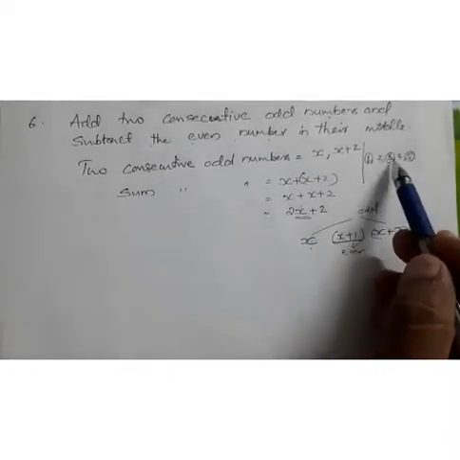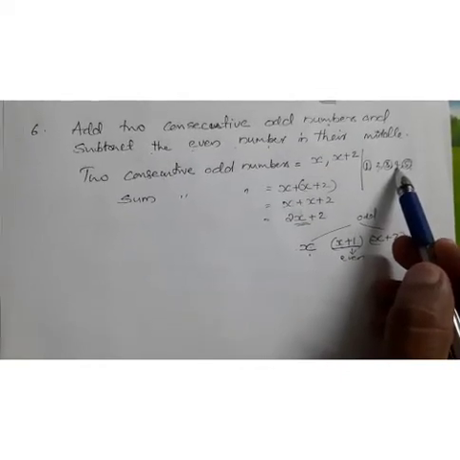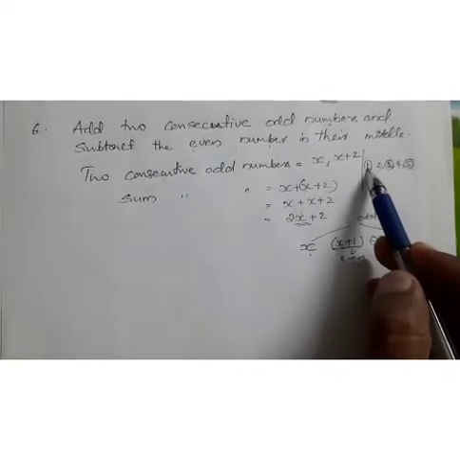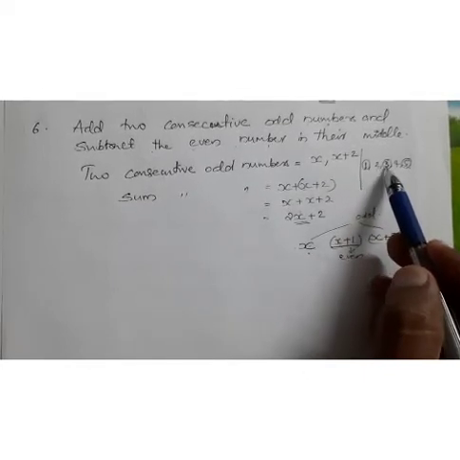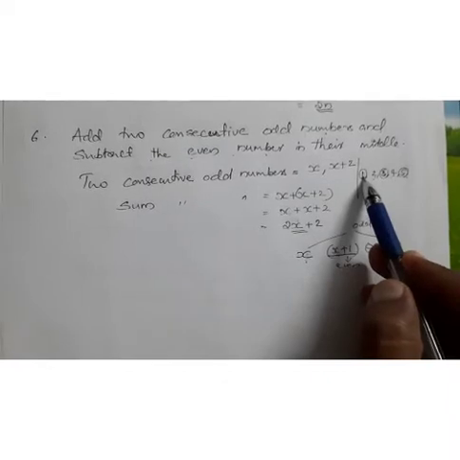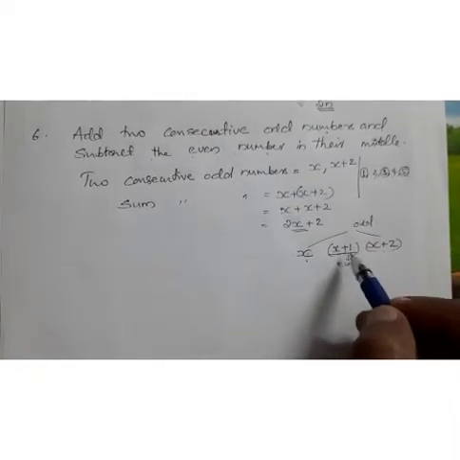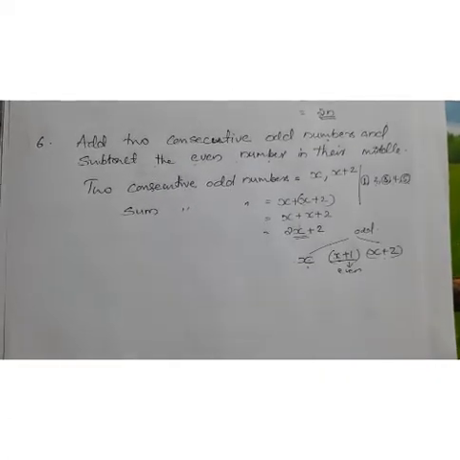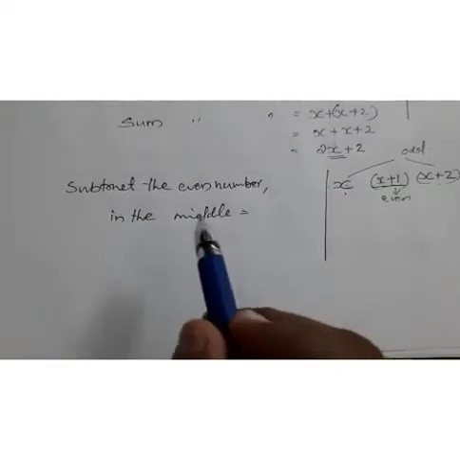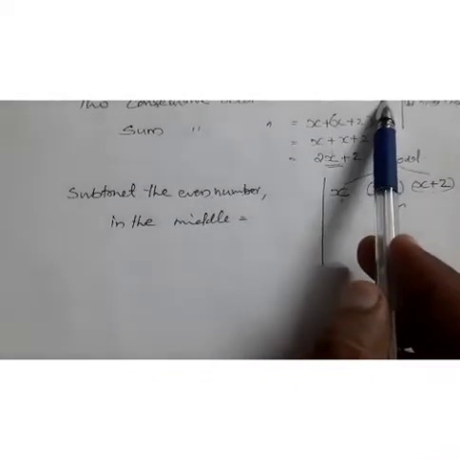So 1, 3, 5 are the odd numbers. 2 and 4 are the even numbers. From 1, if you add 2, you will get the next odd number. Then from 1, if you add 1, you will get the next even number. So you got the even number as x plus 1. So you have to subtract the even number in the middle of these two odd numbers.